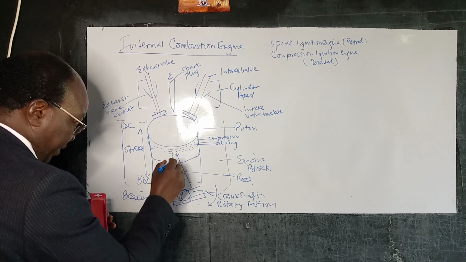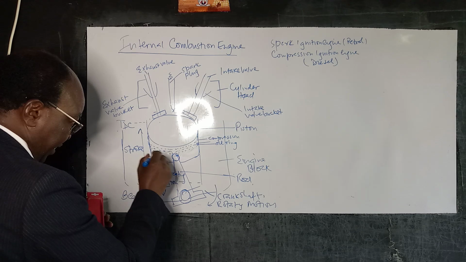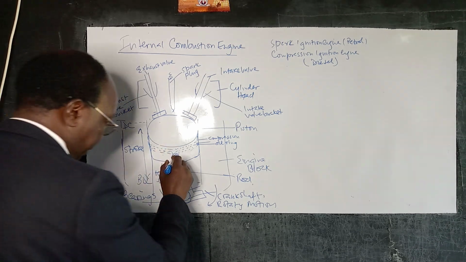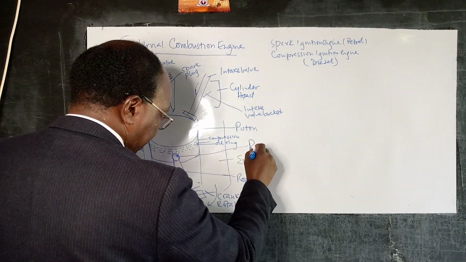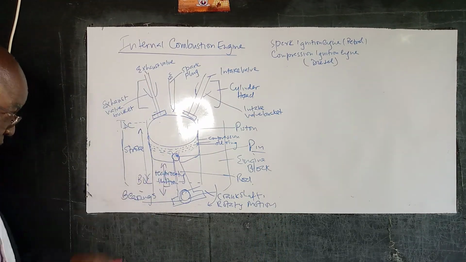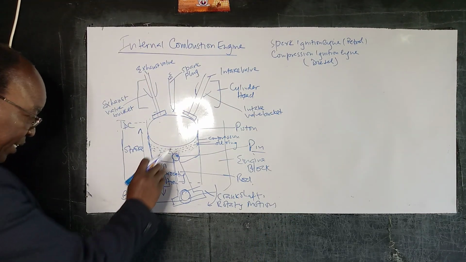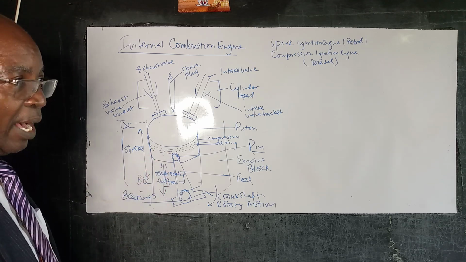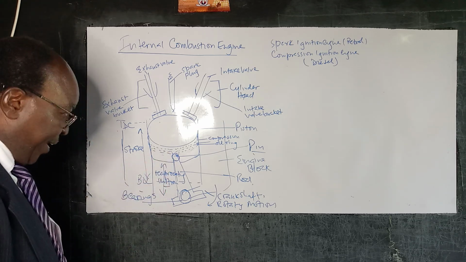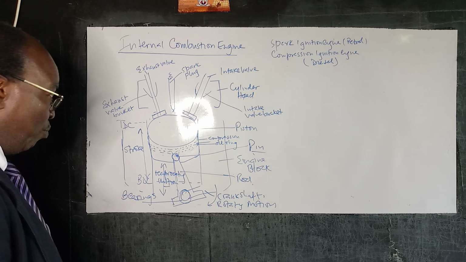There's a pin connecting the rod to the piston cap. Again, there has to be a bearing to facilitate that rotary motion.